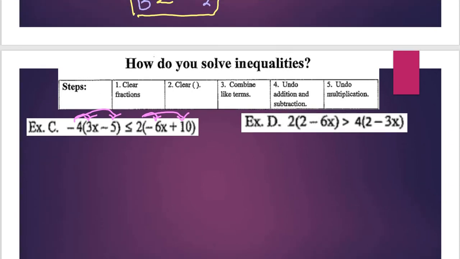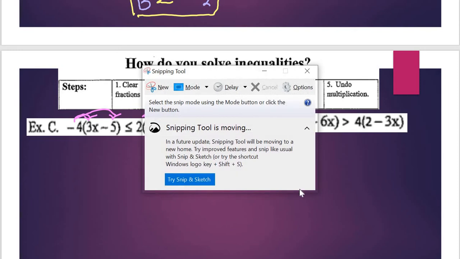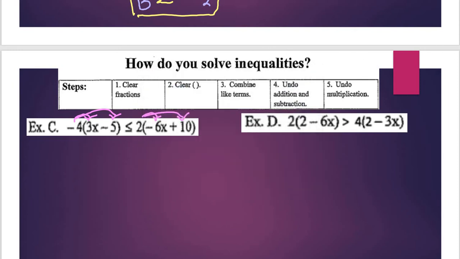Look at example C right here. On example C, we're going to use the distributive property. There are no fractions to get rid of. So when I have this one right here, negative 4 times 3 is a negative 12x. Negative 4 times a negative 5 is a positive 20. Less than or equal. 2 times a negative 6 is a negative 12x. 2 times 10 is a positive 20.